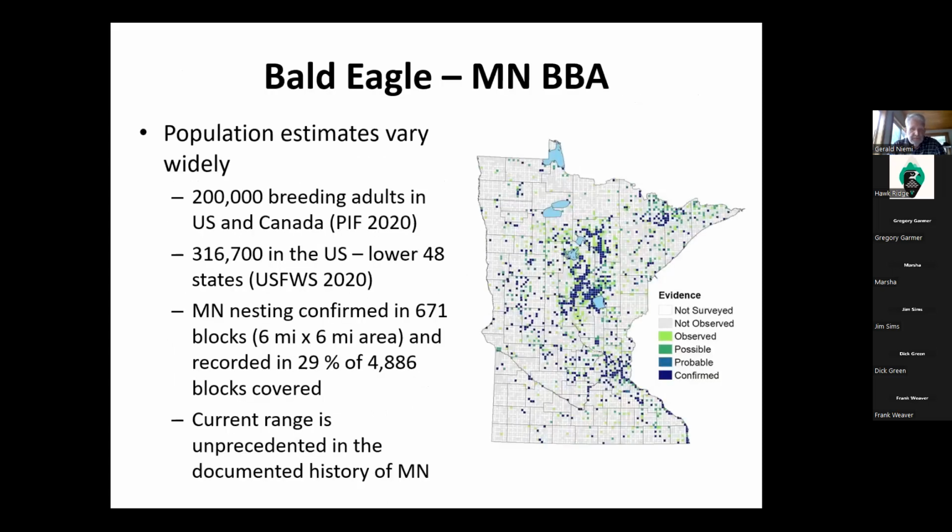I just want one other slide on the eagles. You can see how things have changed. Partners in Flight, which is a big organization trying to estimate populations and deal with conservation of so many birds, estimated very recently 200,000 breeding adults in the US and Canada. But the US Fish and Wildlife Service recently came out and said there's at least 316,700 of them nesting alone in the 48 lower states. And if we show that even for the state of Minnesota, the blue dots on that map on the right are where the confirmed nesting of bald eagles are in the state from the Minnesota Breeding Bird Atlas.